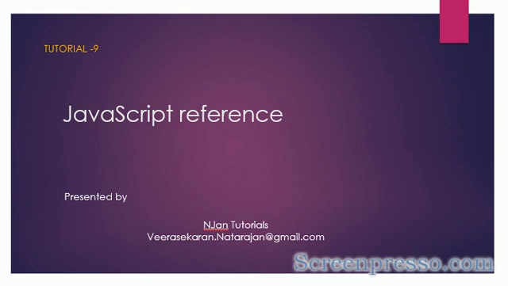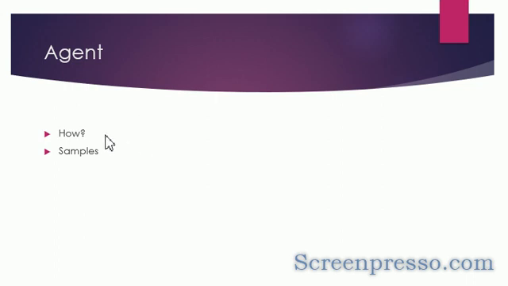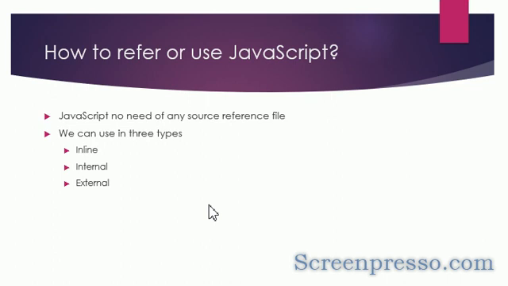But still, how can we use that JavaScript? We are going to discuss that: how can we specify JavaScript, with samples. So JavaScript needs no source reference, as we discussed. We can use it in three types. Meaning, in our web page or HTML page, we can use JavaScript in three ways: one is inline, another is internal, and another one is external.